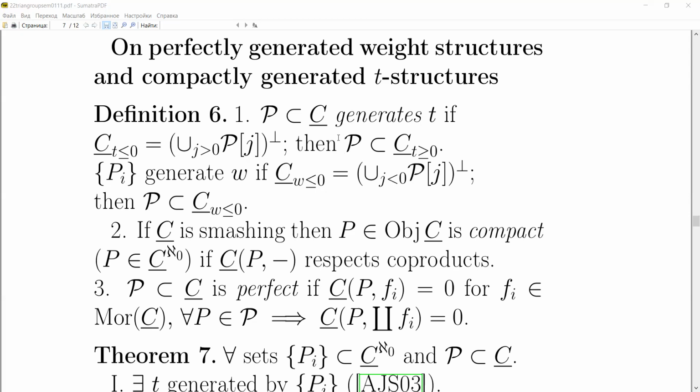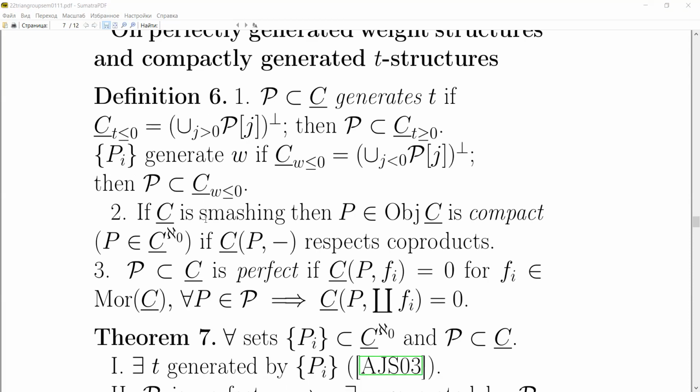For a generator, you look for the smallest t at most zero part of a t-structure that contains P. And here you look for the weight structure with the smallest w at least zero part. And here you take a weight structure with the smallest w at most zero part that contains P. And there are two well-known conditions for objects of triangulated categories.